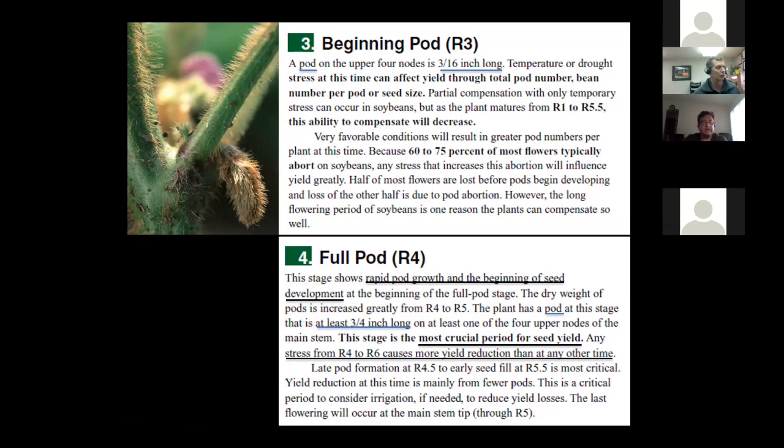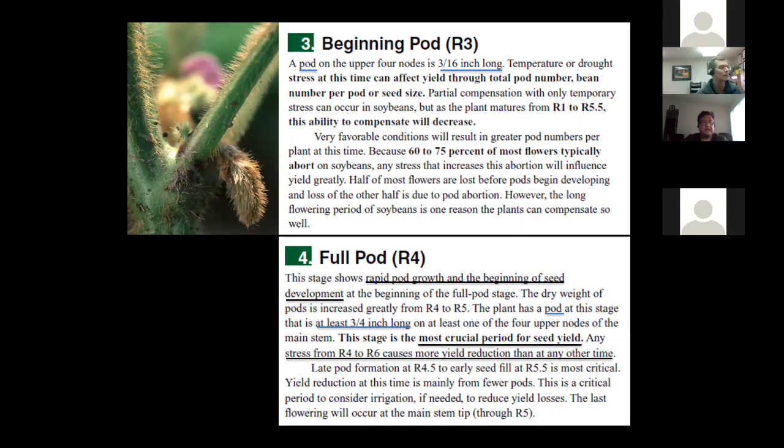And then R4 is when the pods start rapid development, and once they get to at least 3/4 inch in length. At this stage, things are happening more and more rapidly, and this is really a crucial stage for yield. If we have any type of stress from R4 to R6, this is where we're most likely to have yield reduction. So agronomically, we want to have everything in place, certainly by the R3 to R4 stage. And then there are some things we just can't manage, such as hail and other bad things.